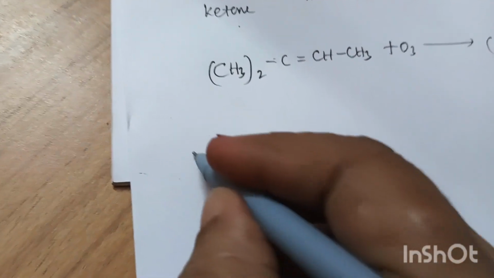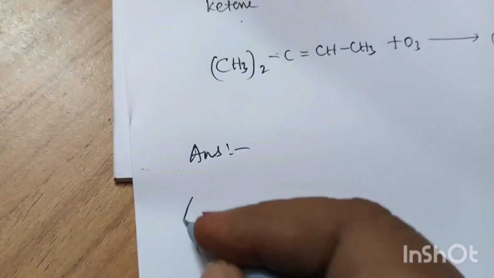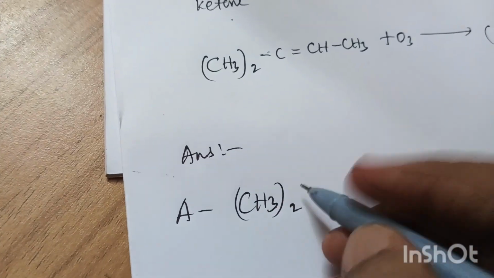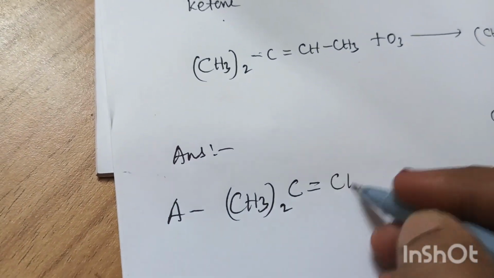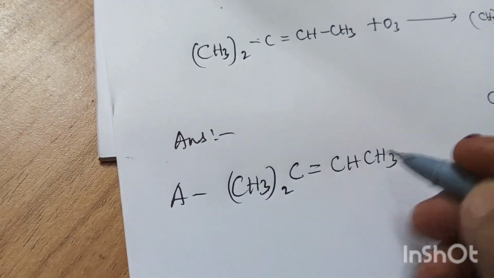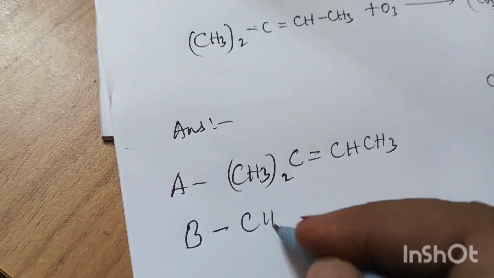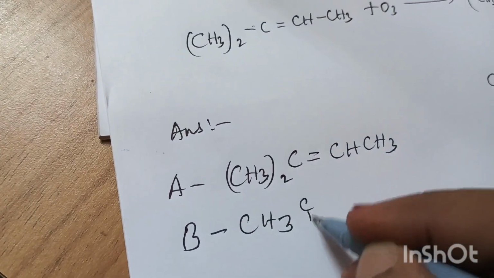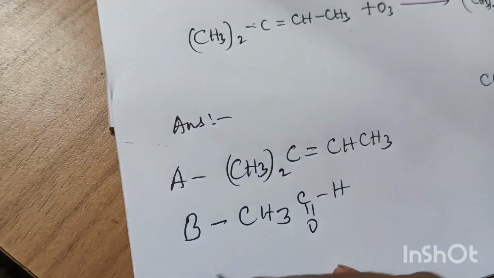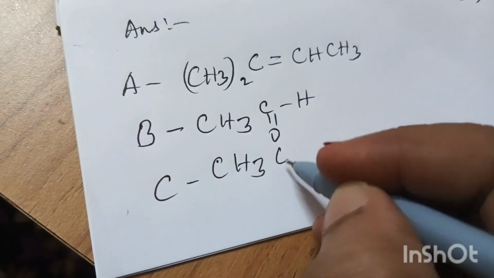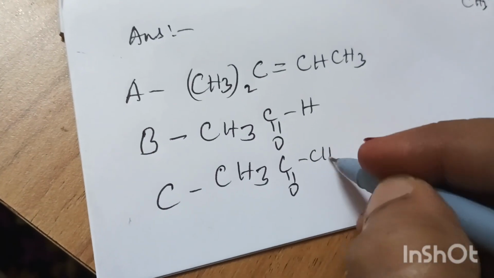So you must write what A is in your answer key. A is (CH3)2 C double bond CH3. What is B? B is the aldehyde, CH3 C double bond OH. C is CH3 C double bond O CH3.